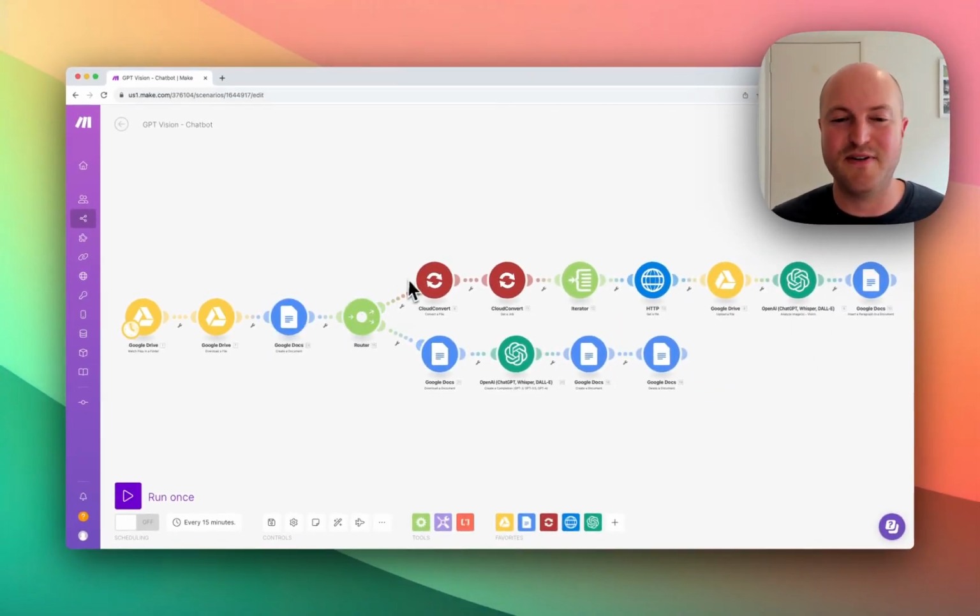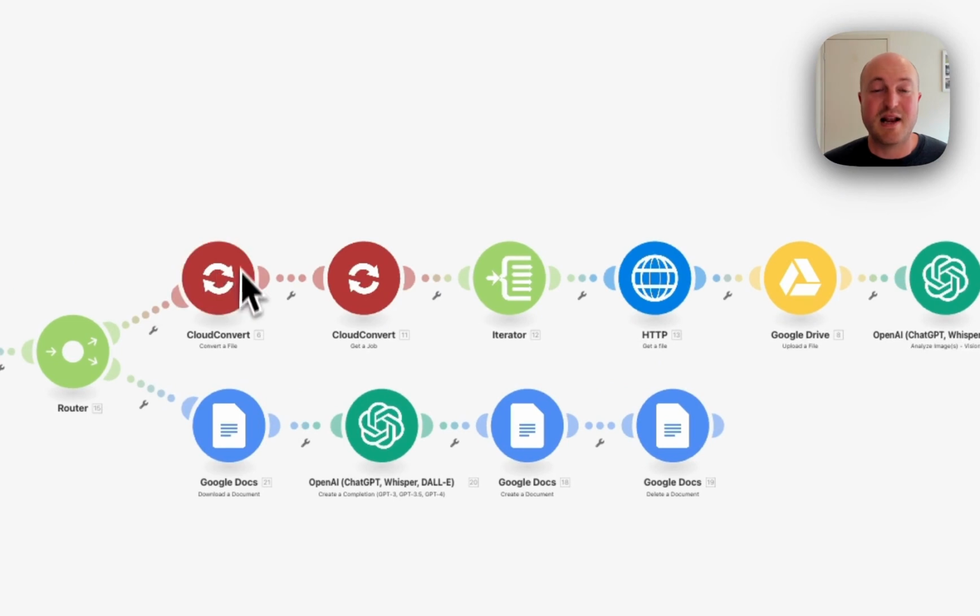In Make, it always follows the higher level first. So Cloud Convert is converting that PDF into JPEGs, and we have a repeater that's just continuously doing it for however many pages there are, getting a file and uploading it into a Google Drive. So now we also have a Google Drive with these images for the single pages of the PDF.